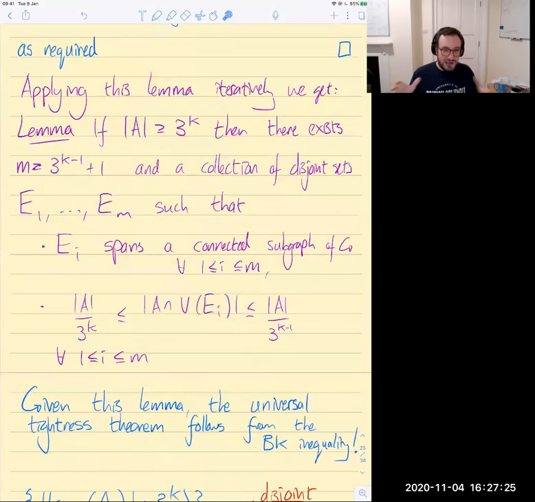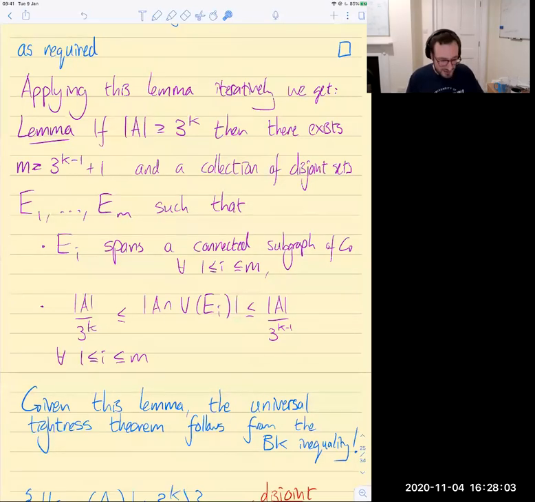Now, if you just take this lemma about decomposing into 2 pieces and you apply it iteratively, you get this stronger version of the lemma, which says that if A has size at least 3 to the k, then you can find at least 3 to the k minus 1 plus 1 disjoint sets of edges, which is similar to before. So each of these sets EI is going to span a connected subgraph of G, and the intersection of the associated vertex set with A will have size between the total size of A over 3 to the k and the total size of A over 3 to the k minus 1.